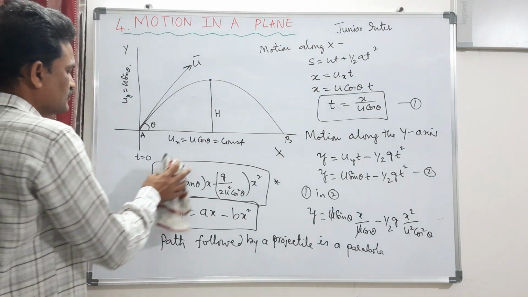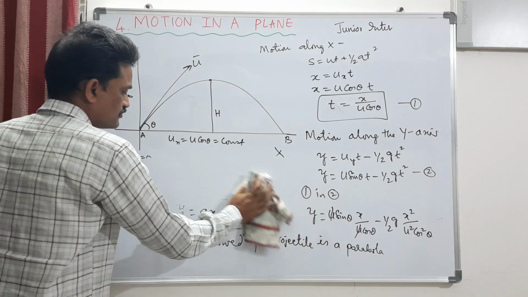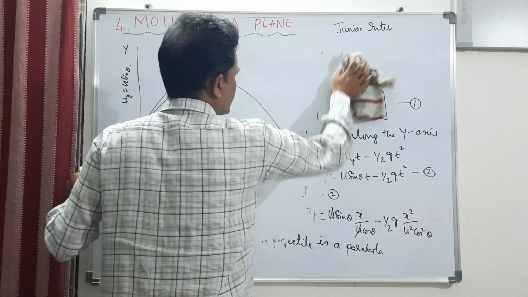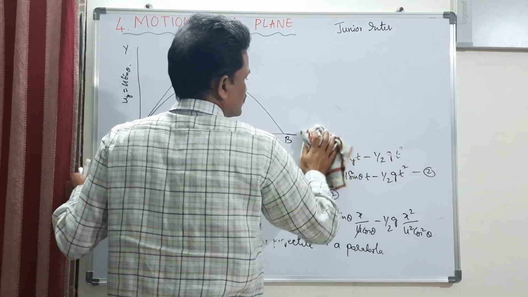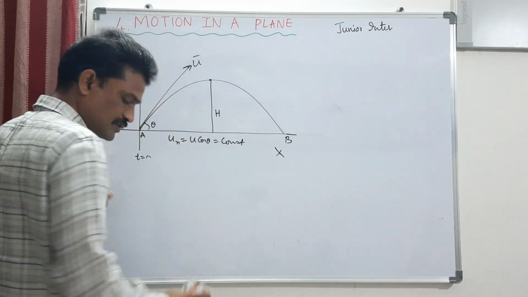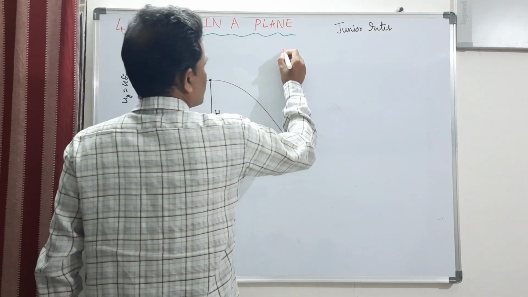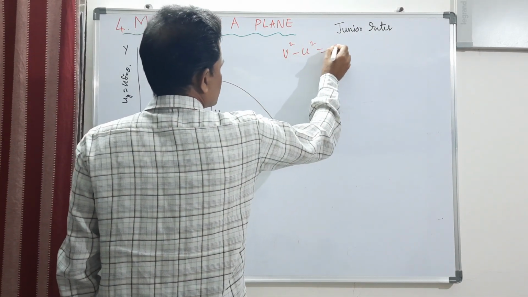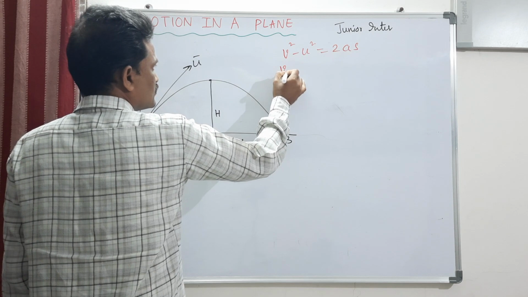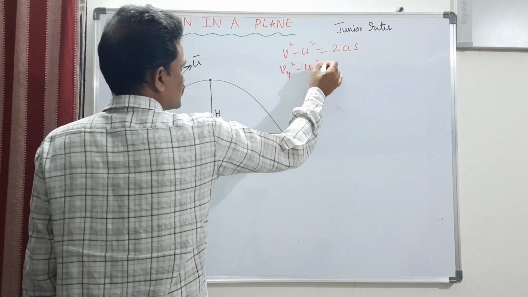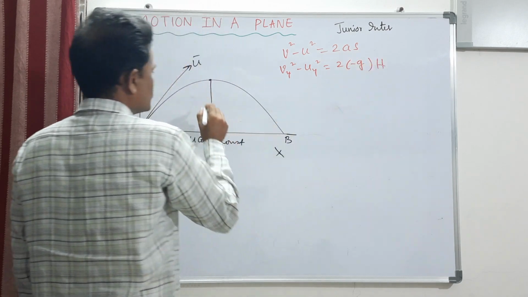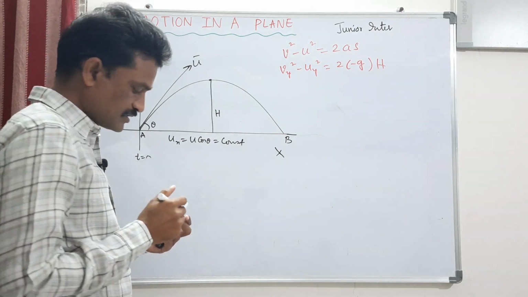Now we are going to find out the maximum height reached by a projectile. For this purpose, we have to consider the motion along the y-axis, since height is the displacement along the y-axis. So I use another equation of motion, that is v² − u² = 2as. Here this is along the y-axis, so I have to write it as vy² − uy² = 2, instead of a, I have to write −g, s is h, where h is the height. That is the maximum height.